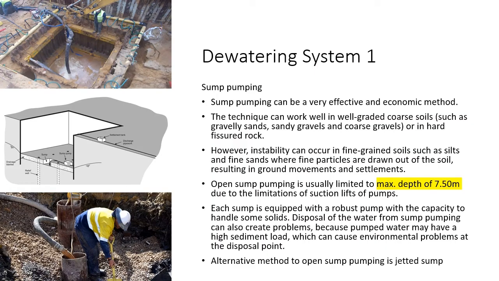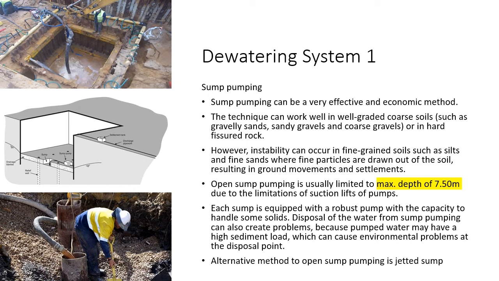Sump pumping can be a very effective and economic method. The technique can work well in well-graded coarse soils or in hard fissured rock. However, instability can occur in fine-grained soil, for example silts and fine sand, where fine particles can be drawn out of the soil, resulting in ground movement and settlement.